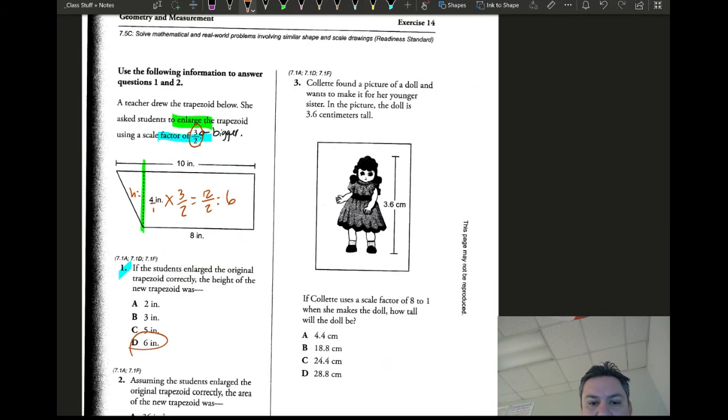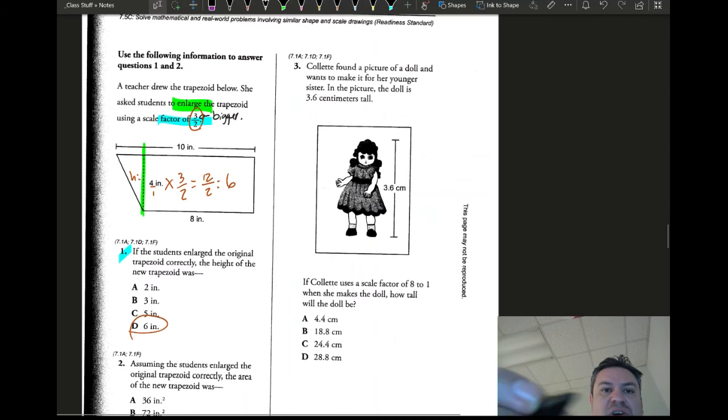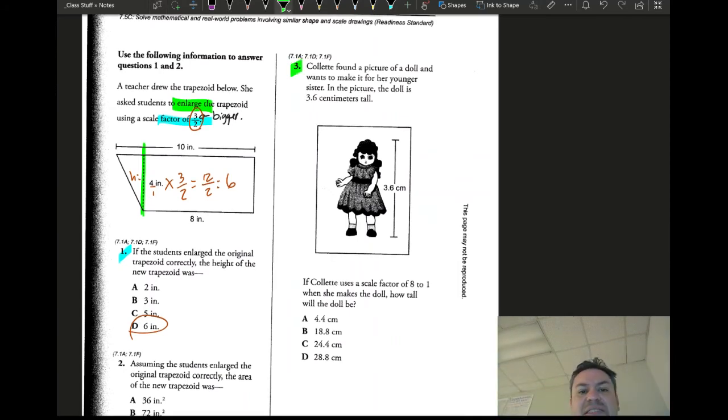Let's see what else we have. Let's look at number 3. It says Colette found a picture of a doll and wants to make it for her younger sister. In the picture, the doll is 3.5 centimeters tall. She's going to use a scale factor of 8 to 1. This is the same thing as 8 over 1. How tall will the doll be? So it's going to get bigger, at least by 8 times. Okay? It's going to get way bigger.